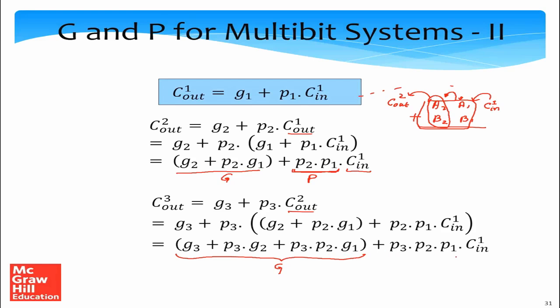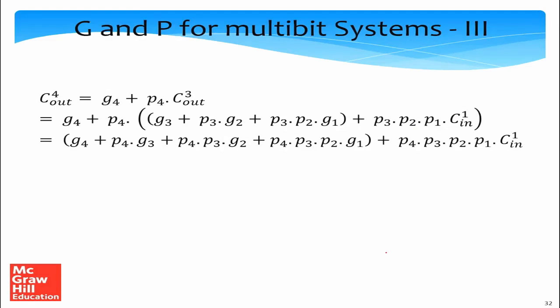And when will it propagate? It will propagate when all the 3 bit pairs, P1, P2 and P3, are propagating, so the input carry will reflect in the output. Similarly we can have much more complicated algebra, but all you can see is that all of these are essentially following exactly the same pattern. So for a 4-bit system the generate function looks something like this. The pattern is the same.